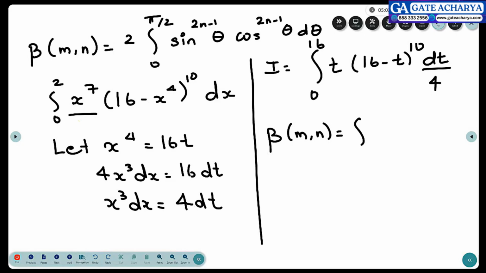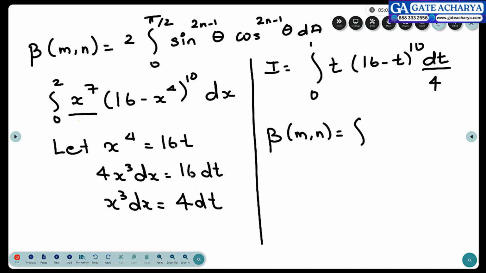The problem is I need the limit from 0 to 1. I am not getting that. So that's why I did this. Now what is the benefit here if I take 16 dt? When x is 0, t is 0. When x is 2, what will happen to the t value? 2 raised to 4 is 16, divided by 16, so that is 1.